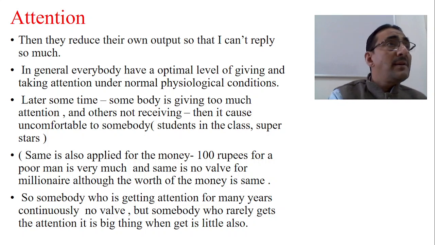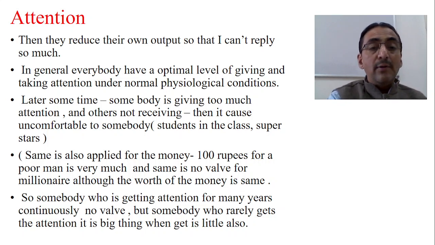The same is also happening with money. 100 rupees for a poor man is very much, and the same is of no value for a millionaire. Although the worth of the money is the same, 100 rupees is too much for a poor person and of no value for a millionaire, because again, attention is very important here. He is satisfied and a lot of money is coming, so there is no attention given by a millionaire, but a poor man has scarcity of money, so he gives attention to every pie.